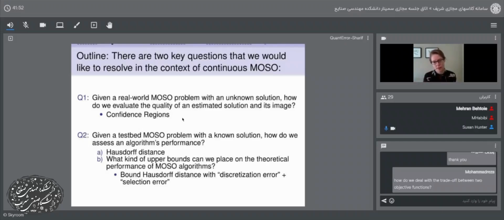The second part of the talk is going to be, given a test bed of problems with a known solution, how do we assess the algorithm's performance? So the first part is saying, you have a problem in the real world and you want to solve it. Let's say by hook or crook you solve it. How do you know how your uncertainty is behaving in that case? Can we visualize it? Can we say with 95% confidence or something like that, something about where the solution would lie?